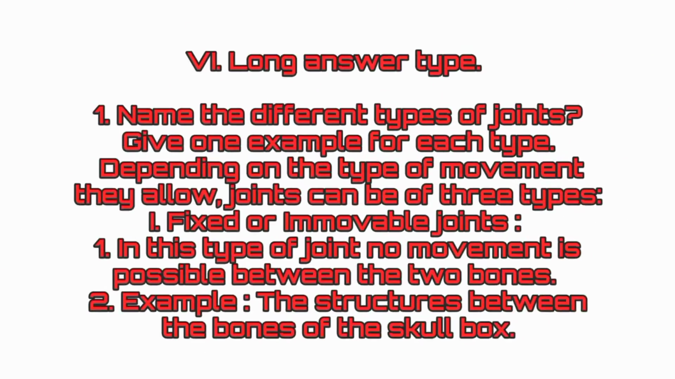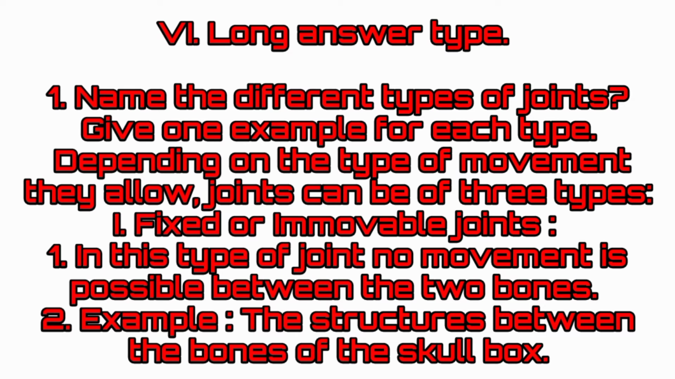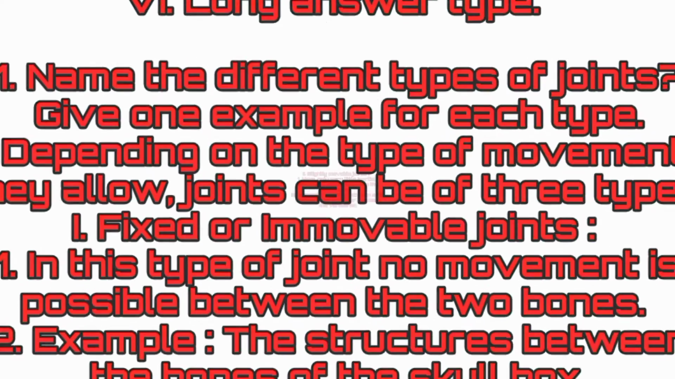Answer in detail. Name the different types of joints. Give one example for each type. Depending on the type of movement they allow, joints can be of three types: fixed or immovable joints. In this type of joint, no movement is possible between the two bones. Example, the structures between the bones of the skull box.